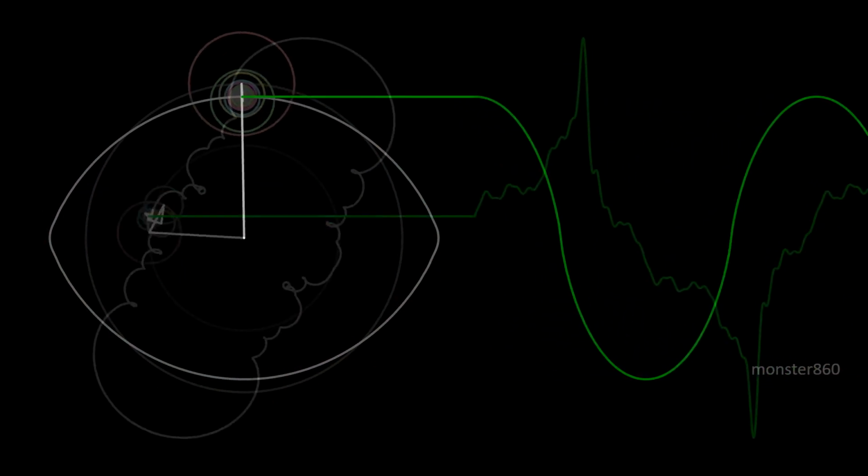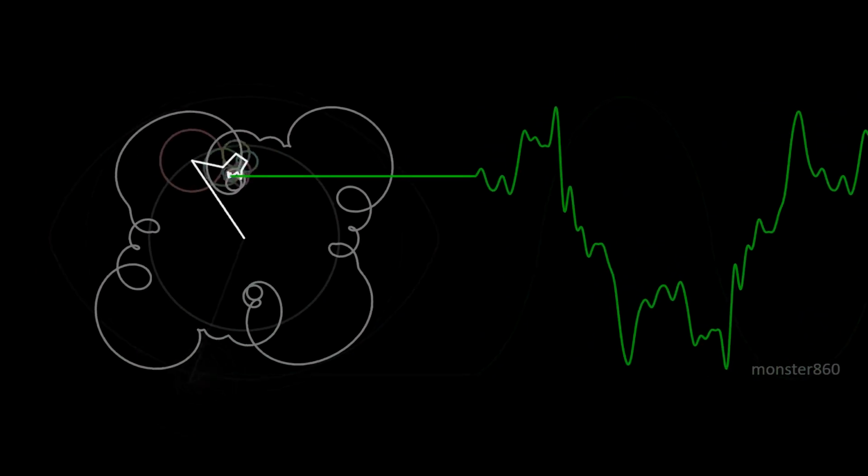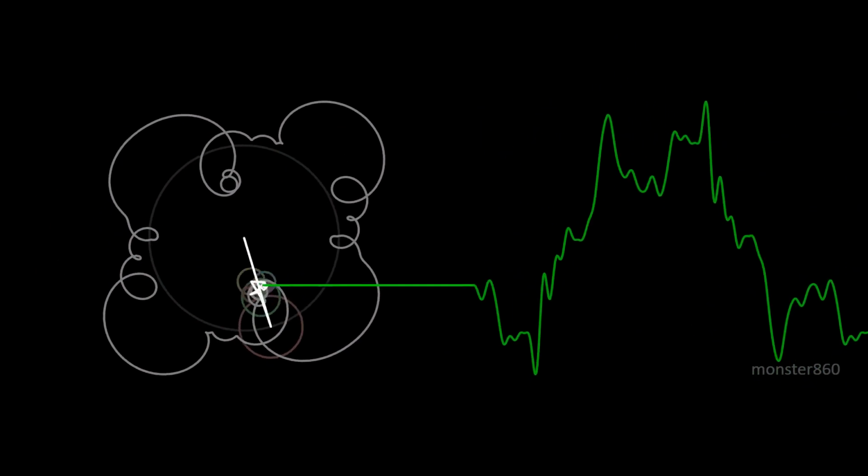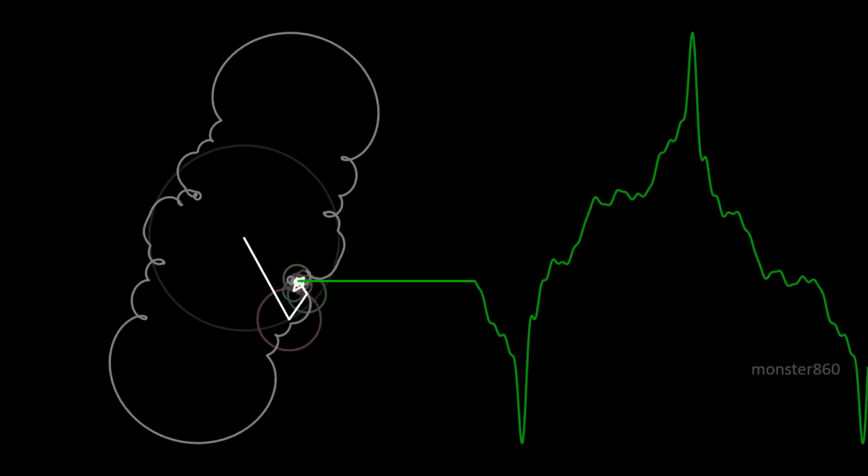Anyways, it's pretty unbelievable that you can have two waveforms that look so different and have them sound pretty much the same.